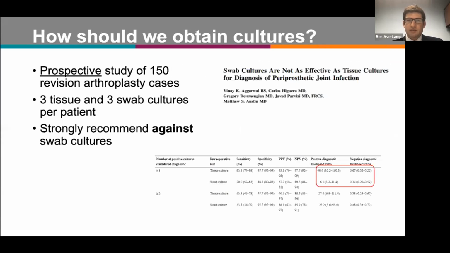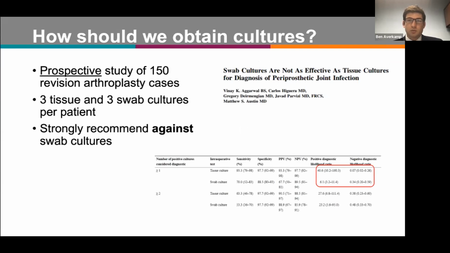One of the first thoughts we must have is how to actually obtain a culture. Is there a specific technique that is recommended or that improves their sensitivity or post-test probability? This prospective study evaluated 150 revision arthroplasty procedures performed over a 6-month span. They obtained 3 tissue cultures and 3 swab cultures simultaneously from the same wound.